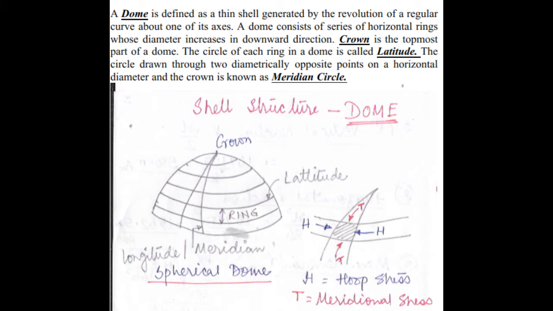And then comes the meridian circle. A meridian circle is that circle which is drawn through two diametrically opposite points on a horizontal diameter and the crown. So that is called the meridian circle. Please see the diagram: crown, latitude and meridian, and what is a ring. Meridian is also called the longitude. Here I have given the diagram of the spherical dome, and here I have discussed what is the hoop stress and what is the meridional stress.